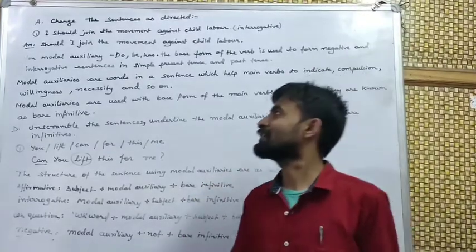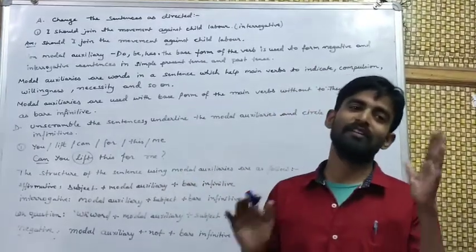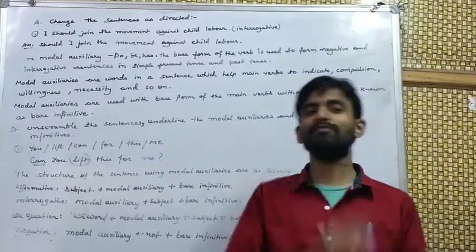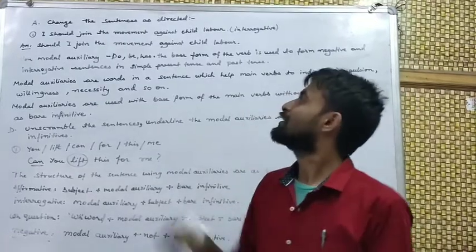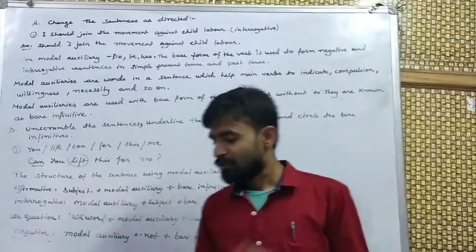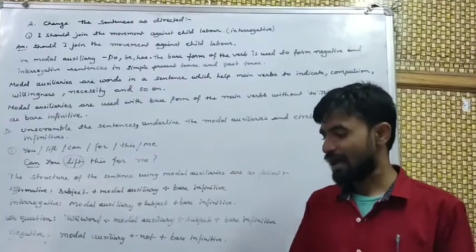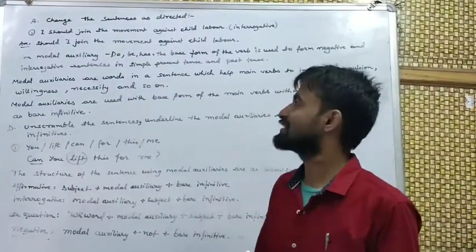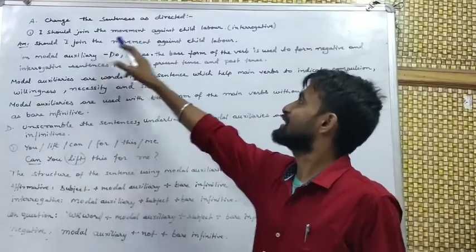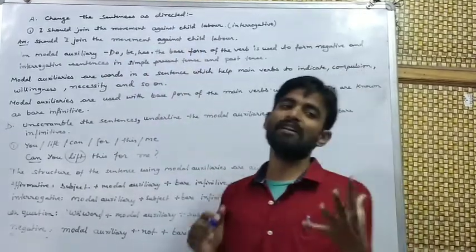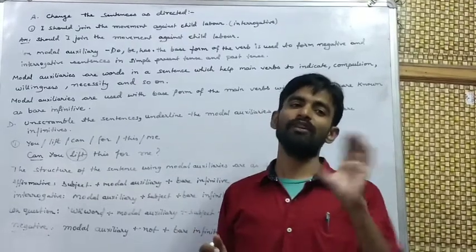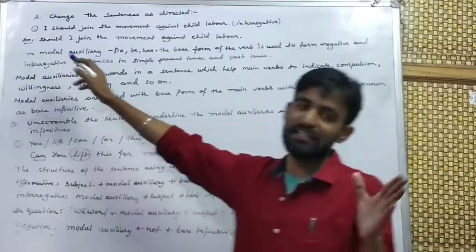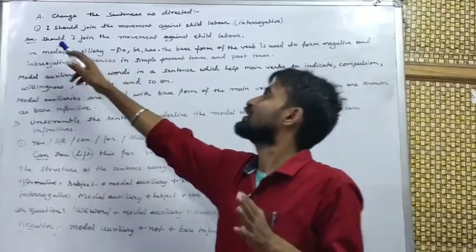Good evening, students. Today we will get to know about the types of auxiliaries and we will discuss how you will solve the exercises in the books. When you open the page, you will get an exercise and the name of the exercise is "Change the sentences as directed." Change the sentences as directed means whatever direction is given to you, you have to follow it.